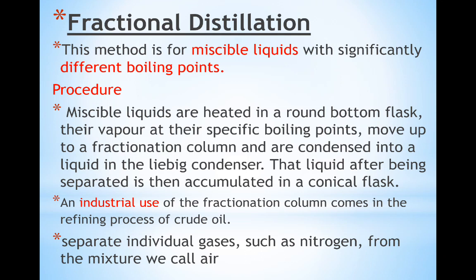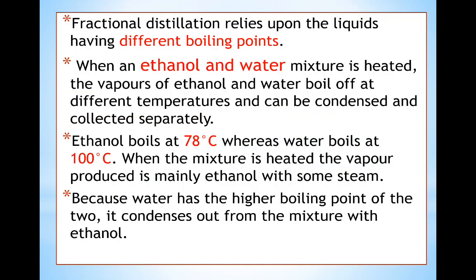Miscible liquids are heated in a round bottom flask, their vapor at their specific boiling points moves up a column, the fractionating column, and is condensed into a liquid in a Liebig condenser. That liquid, after being separated, is then accumulated in a conical flask. An industrial use of the fractionating column comes in the refining process of crude oil, and to separate individual gases such as nitrogen from the mixture we call air.